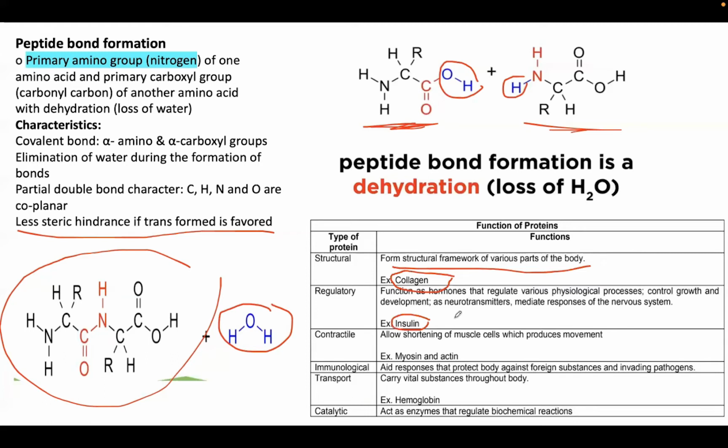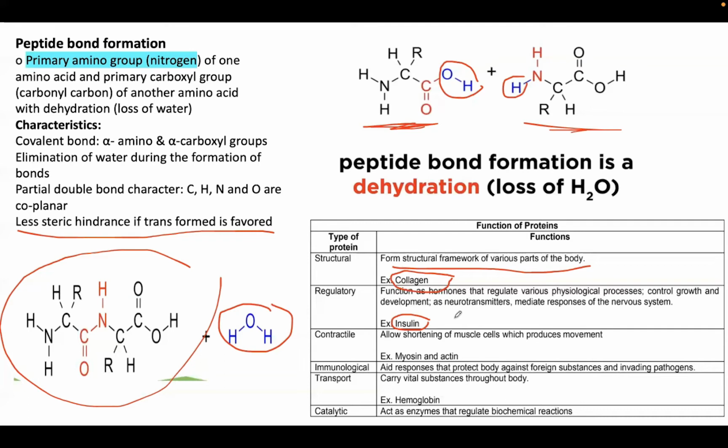Okay? Pakitandaan. Next is the contractile. It allows the shortening of the muscle cells which produces the movement. So, important din si protein when it comes to our mobility. Okay? Diyan nagtitake place or nag-action si ating myosin and actin. Next, immunological function of our protein. It aids in the responses that protect the body against foreign substances and invading pathogens in the means of your antibodies. Next function is the transport.